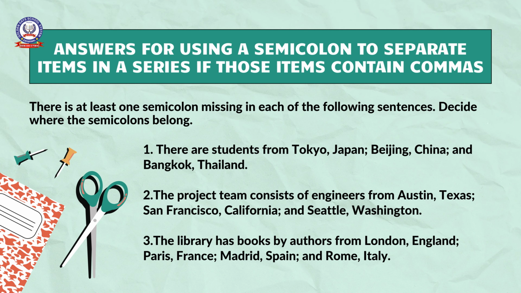Answers for using a semicolon to separate items in a series if those items contain commas. There is at least one semicolon missing in each of the following sentences. Decide where the semicolons belong. 1. There are students from Tokyo, Japan; Beijing, China; and Bangkok, Thailand. 2. The project team consists of engineers from Austin, Texas; San Francisco, California; and Seattle, Washington. 3. The library has books by authors from London, England; Paris, France; Madrid, Spain; and Rome, Italy.